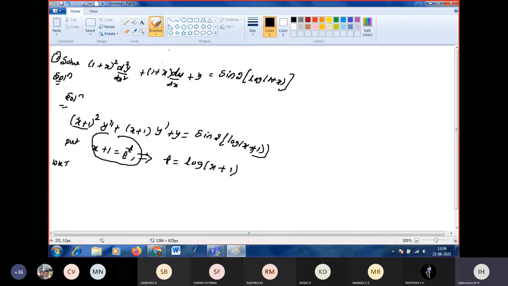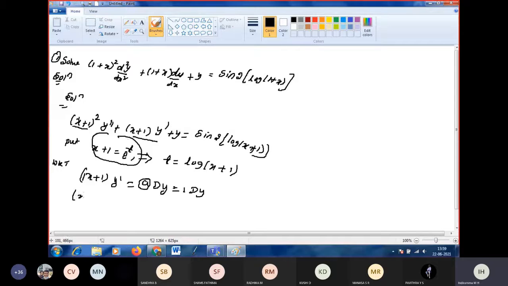Next, step 2. Put x plus 1 into y dash is equal to what? A into Dy, right? What is a? A is the coefficient of x, that is 1. So 1 into Dy.